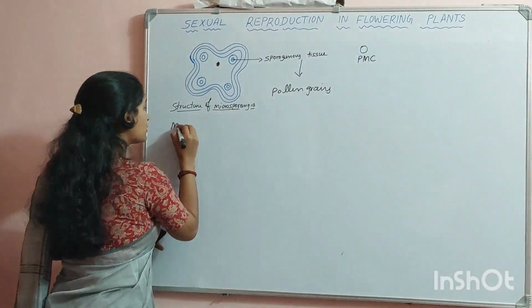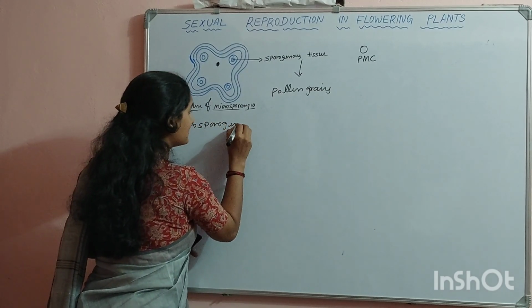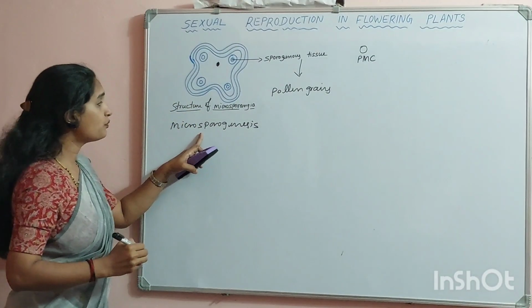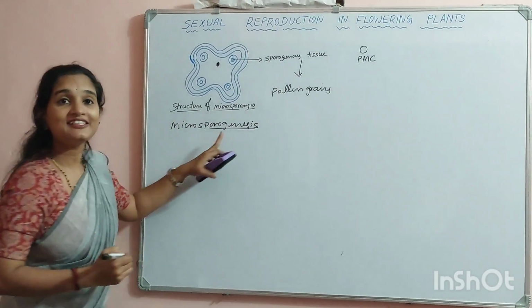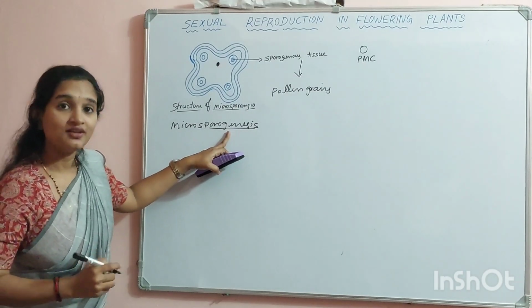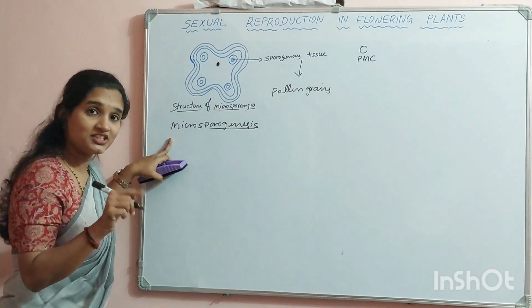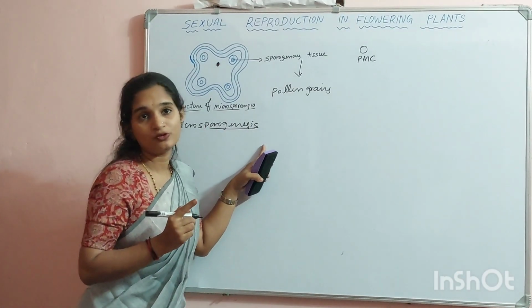So next we are talking about microsporogenesis. Microspores are nothing but pollen grains. Genesis means synthesis or production, the process of production of the microspores or pollen grains. Microspore and pollen grain are one and the same. It is called microsporogenesis.